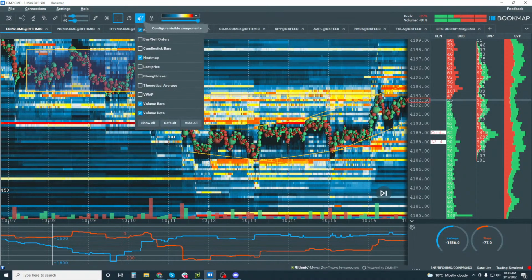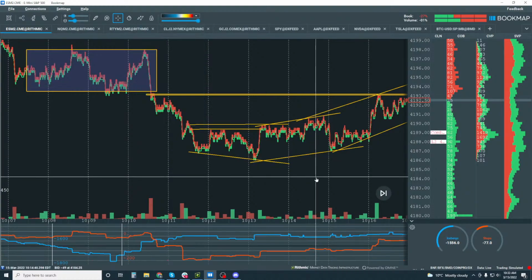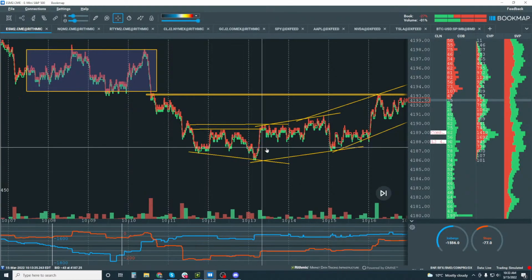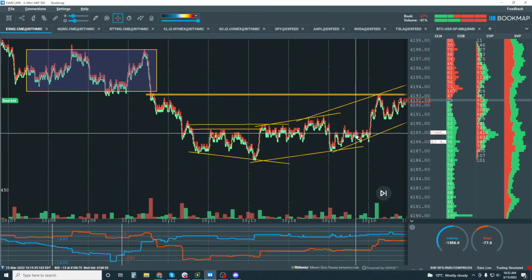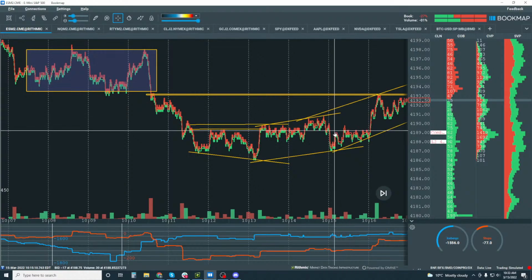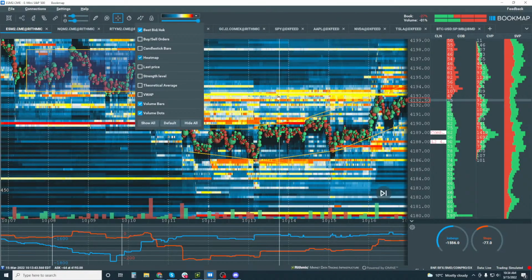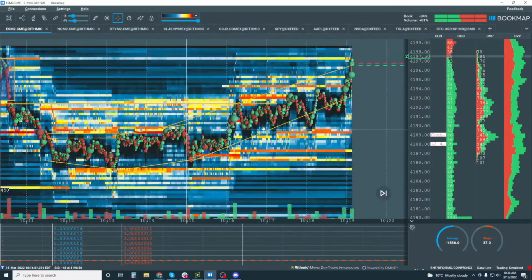And in fact, let me show you here. Take the heat map off. We'll even take the volume bars or volume dots off. We're just looking at best bid and offer, and we're starting to understand the market structure by best bid and offer. And then there's the move. All right, so we'll put the volume and heat map back on and then go forward here.